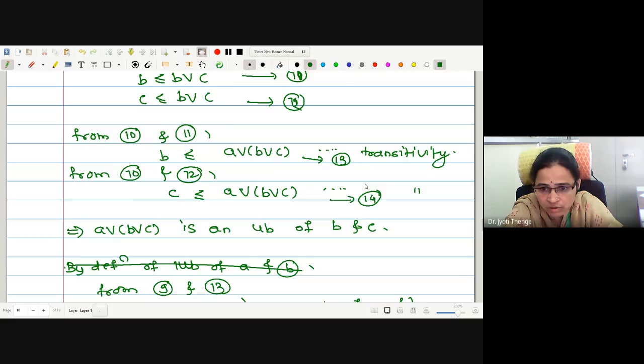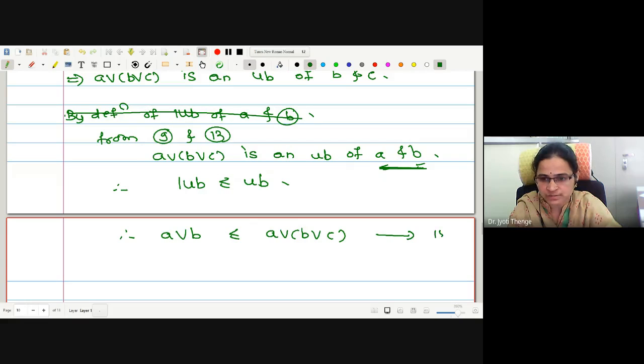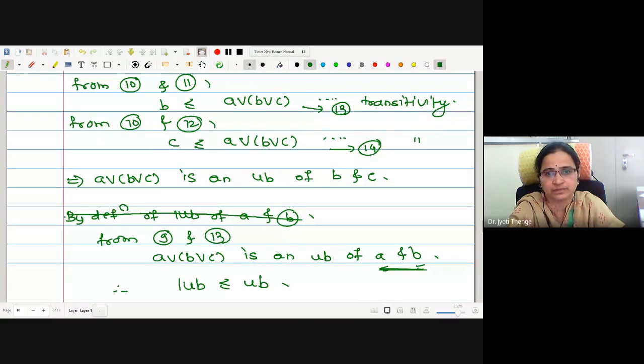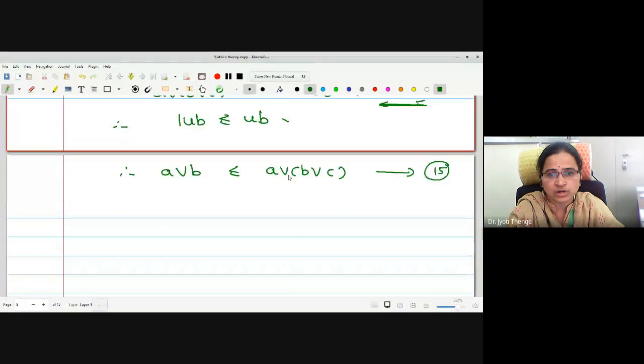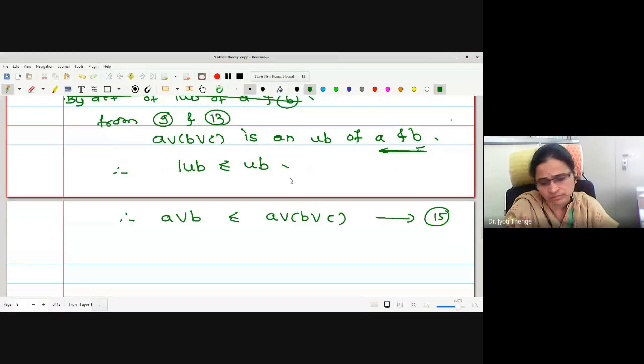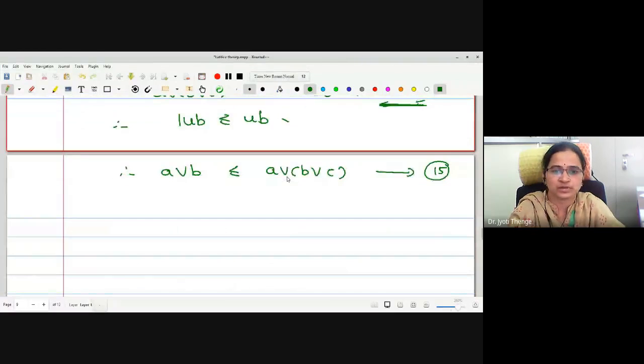What is the number? 14 I have given already, therefore let me call it 15. Now look at 14 and 15. What does 14 say? C precedes A join B join C. 15 says A join B precedes this. Therefore, this A join B join C is an upper bound of A join B and C. What is the least upper bound?